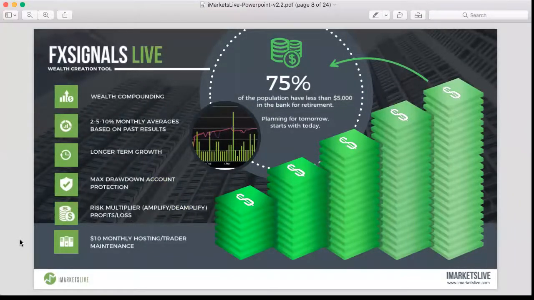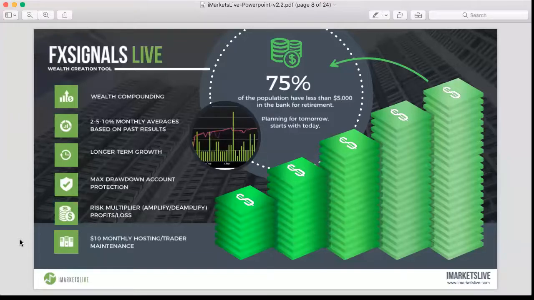It's really actually a mirror trader, but we call it the auto trader. This is where, guys, you have a wealth creation tool. You've got wealth compounding. So we say that you can, depending on your trader, do 2 to 5 to 10% a month. In fact, you can even increase what's called your risk multiplier, if you wanted to. And that is based upon past results of our actual traders. Not something that's just hypothetical, but based upon what they've actually done.